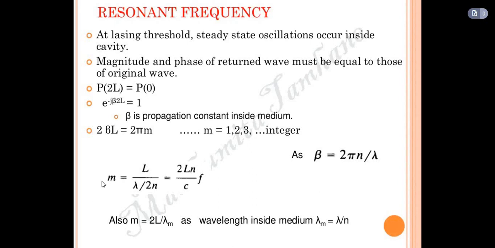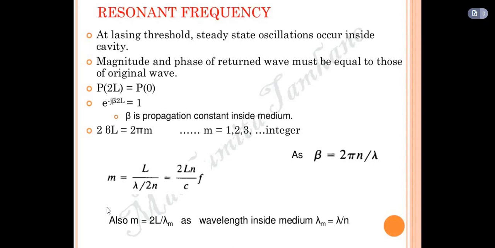If you want to get the m value from this, I can write m as 2 beta L by 2 pi, right? In this, beta is 2 pi n by lambda, right? So this 2 pi gets cancelled. We get small m, that is m is the integer value for that laser. We can obtain it in this format. Clear? So this is the way we can obtain the laser integer values.